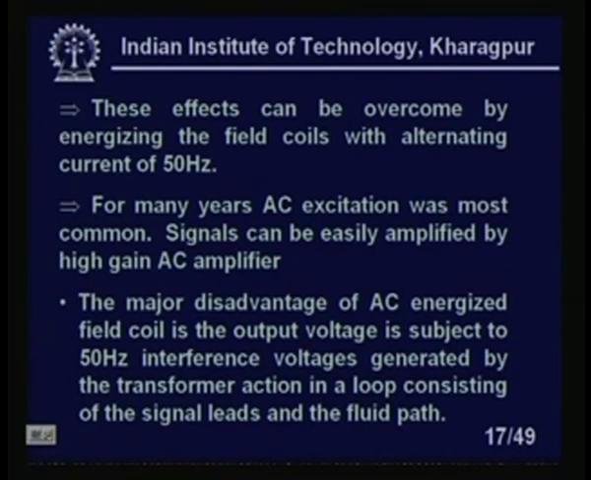Now, the major disadvantage of an AC energized field coil is that the output voltage is subject to 50 Hz interference voltage generated by the transformer action in a loop consisting of the signal leads and the fluid path. Signal leads are there, and we have a fluid path, so in between there is a transformer action. That will create a problem in the case of an AC magnetic field when you are using AC 50 Hz.